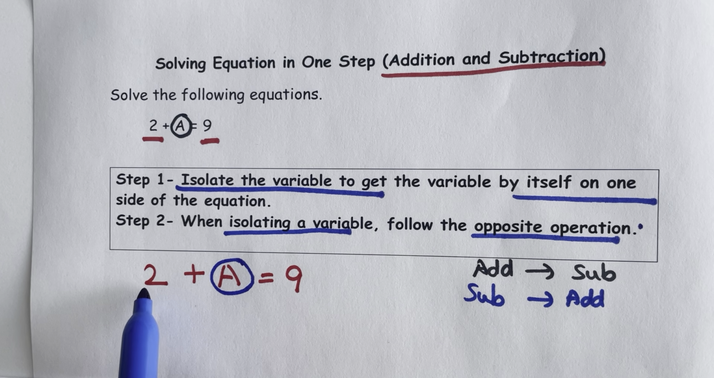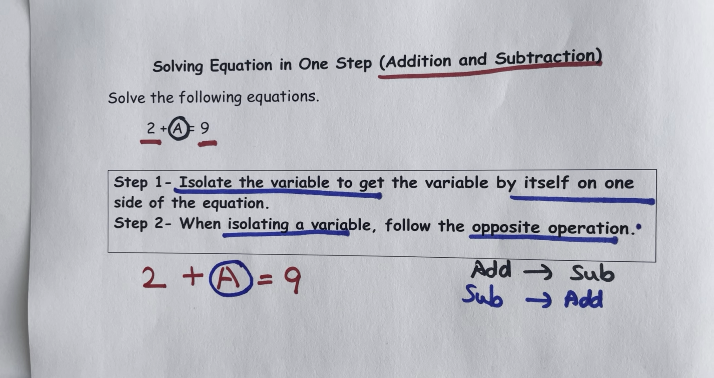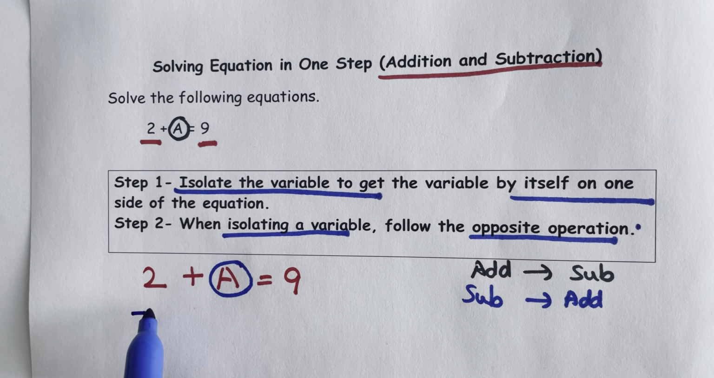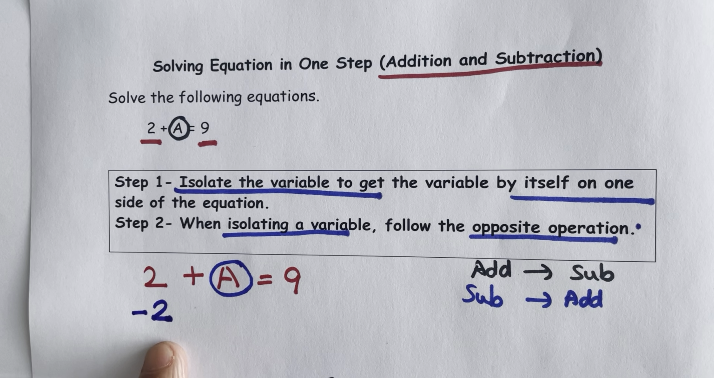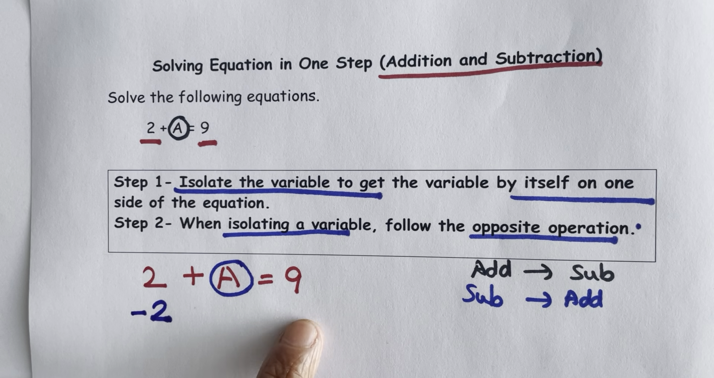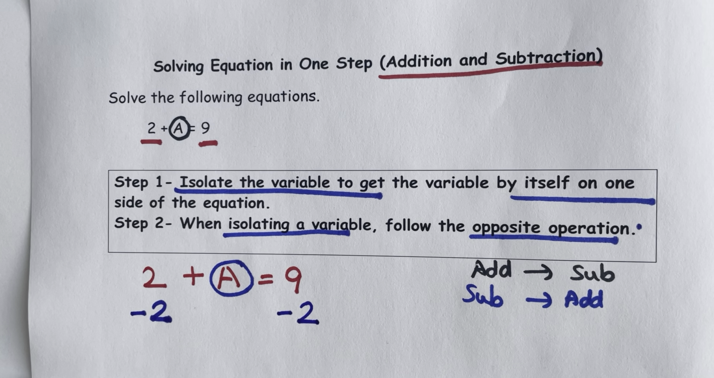Now for the opposite operation, here I have 2 that I want to move from a. So here it is addition. What I do is use subtraction, subtract 2. But what we do to one side of the equation, the same thing I have to do to the other side of the equation too. So I subtract 2 from this side too.